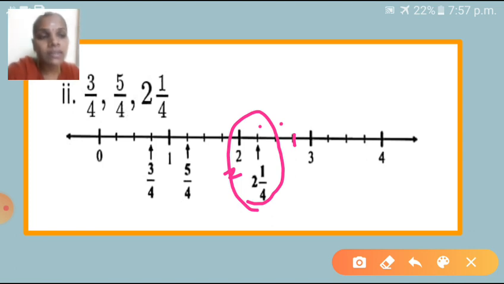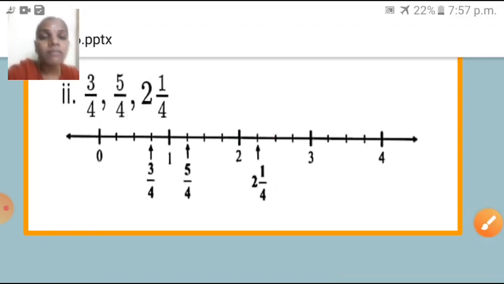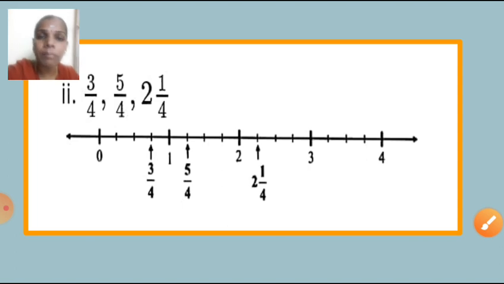So children, see here what we studied today. We have to show fractions on the number line. First of all we have to make a line. Afterwards we have to make a unit. Afterwards we have to see the denominator, and we have to divide every unit into that many equal parts. Afterwards you have to count the number from 0. So easily it will come to know on which place that fraction will come on the number line.